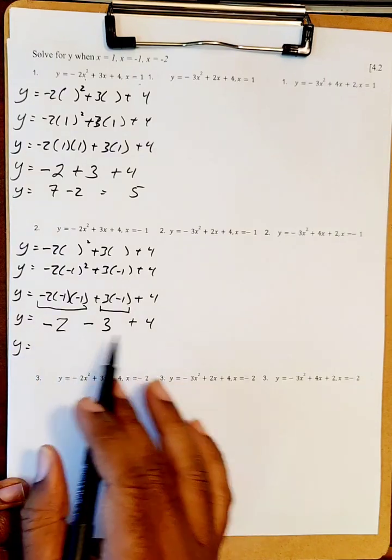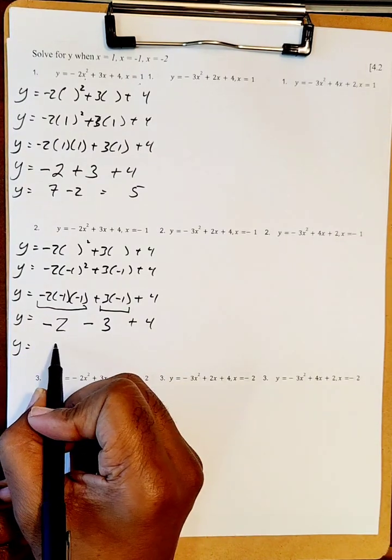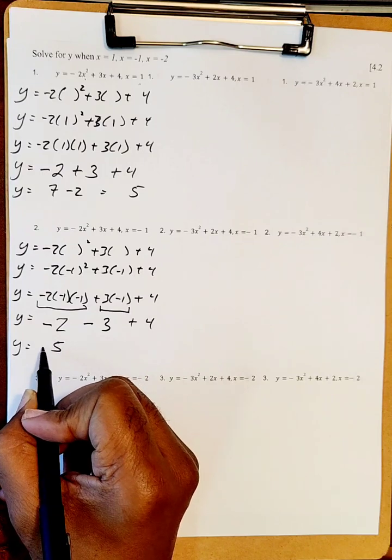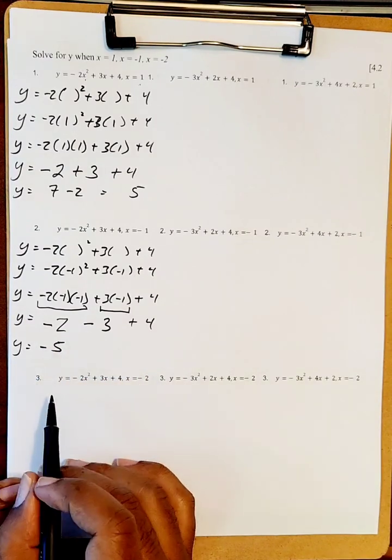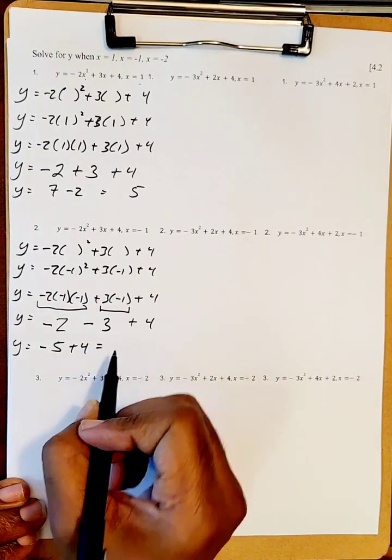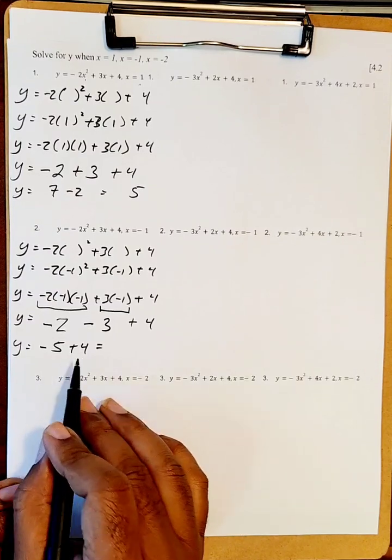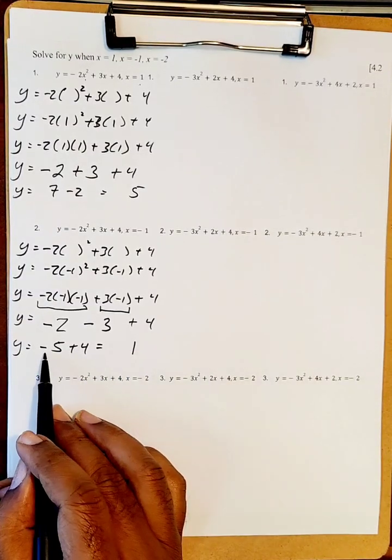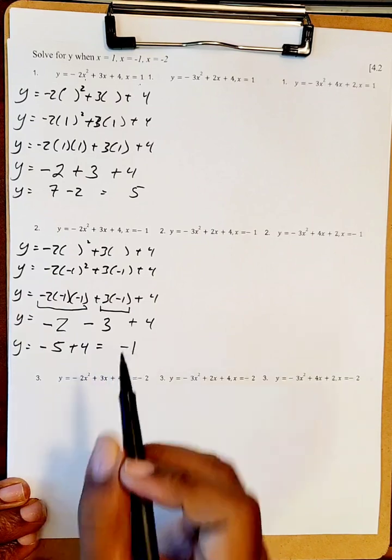Now, same signs add, so -2 and -3 are same signs, so that'll become a 5. Biggest sign is negative, then plus 4. Different signs subtract, so 5 take away 4 will be 1. The bigger sign wins, which will be the -5, so this will be a -1.